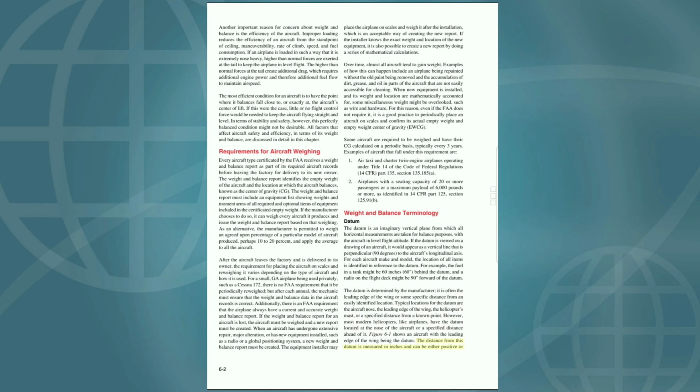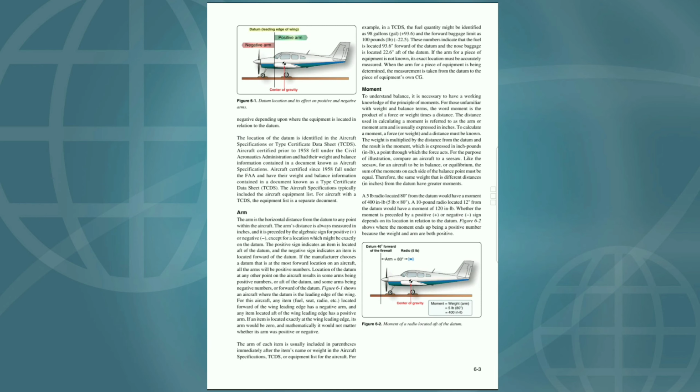The distance from this datum is measured in inches and can be either positive or negative depending upon where the equipment is located in relation to the datum. Figure 6-1. Datum location, and its effect on positive and negative arms. Datum, leading edge of wing, positive arm, negative arm. Center of gravity.